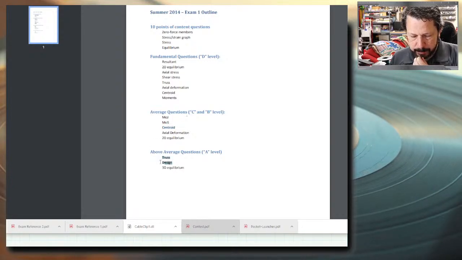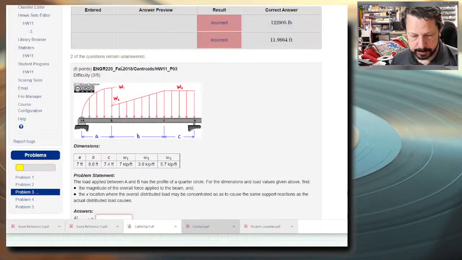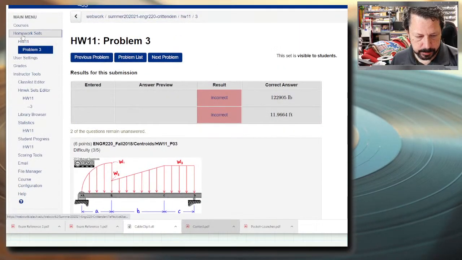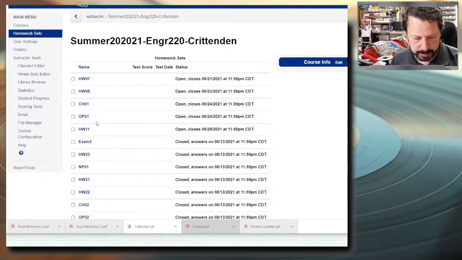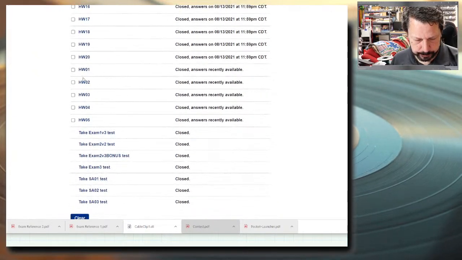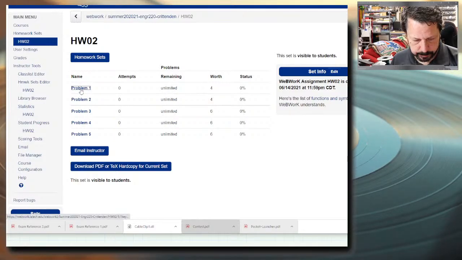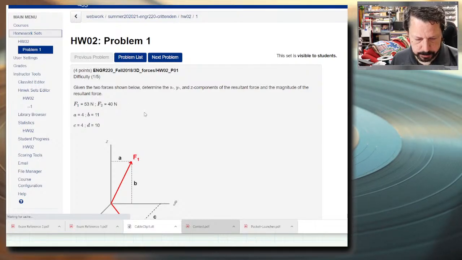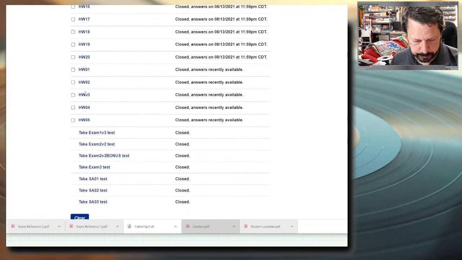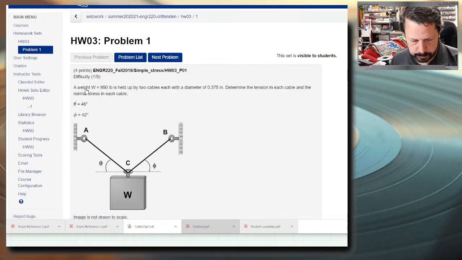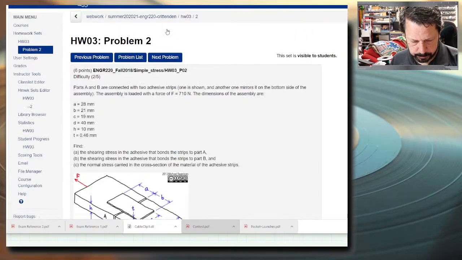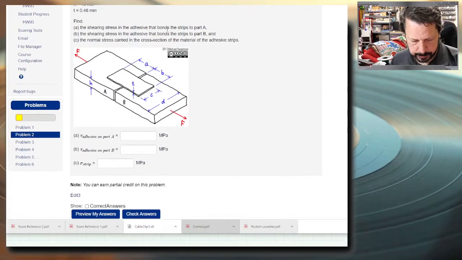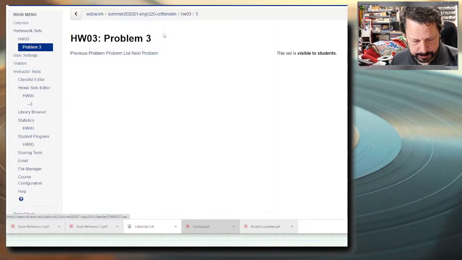This design problem at the above average level is not technically that hard, but it's something similar to, let's see if I can find it, one that we did earlier, maybe in homework 2 even. No, homework 2 is going to be 3D stuff, so it's not homework 2. Maybe homework 3. Sort of like that. It's got to be a better one though.